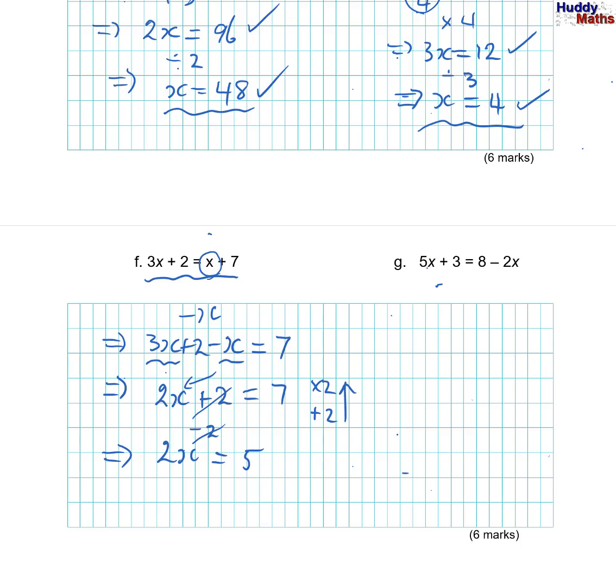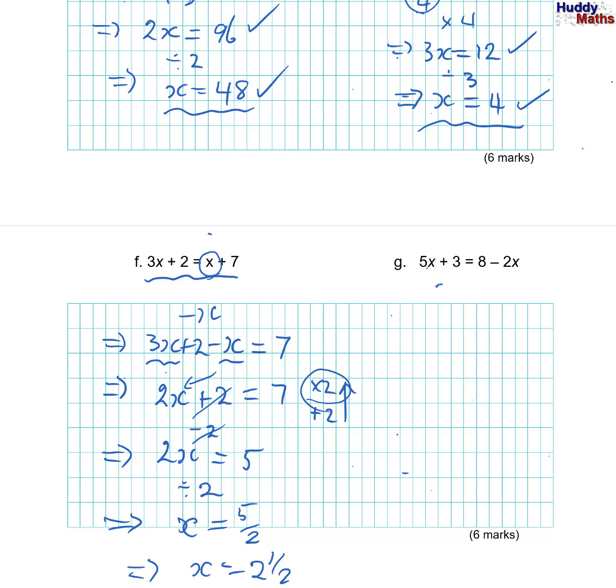Then we're going to reverse this step. Timesing by 2 will divide by 2. And so 2x divided by 2 is 1x. And over on the other side, 5 over 2, which, if you like, is 2.5. x equals 2.5.